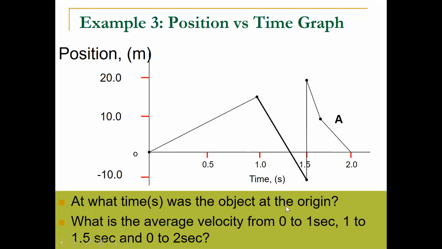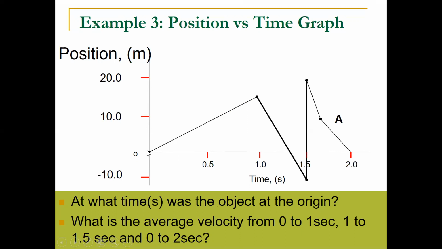All right, so let's go ahead and look at what it's asking. At what times was the object at the origin? So go ahead and look at that. The origin is the line that is the x-axis. And we're going to have 1, 2, 3, 4 points at which it's at the origin. And then it asks, what is the average velocity from 0 to 1 second? So let's just start there.